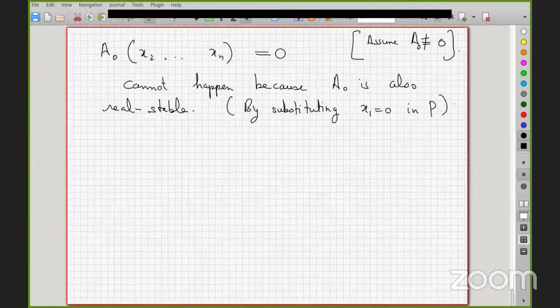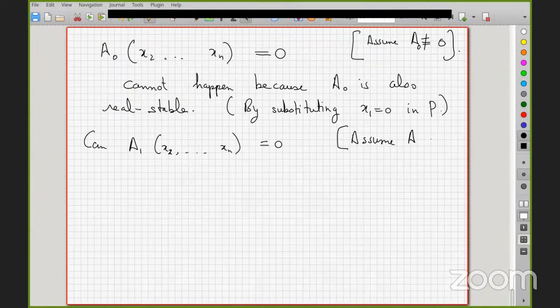So now you already have a univariate counterexample, right? So I just have to argue something about A1 also, and then we are done. We assume that A1 is not equal to 0 also. A1 is obtained by differentiation, and under differentiation real stability is preserved. So that cannot happen.